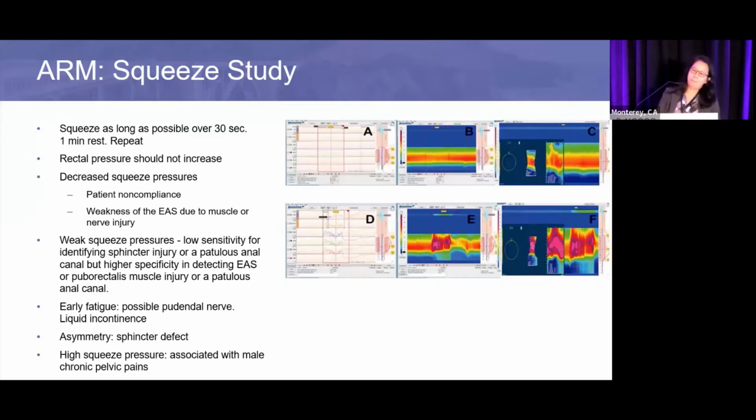Again, these are muscles back there, right? The patient doesn't see it. Sometimes they don't know what to squeeze. That's part of the problem. They have no idea what they're squeezing. Or you can see weakness from the external anal sphincter muscle due to muscle or nerve injury.